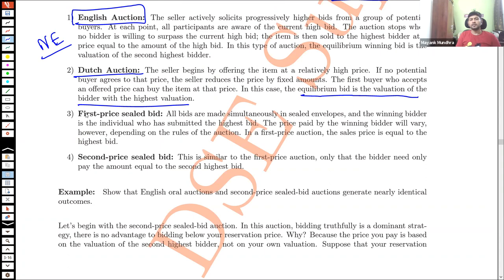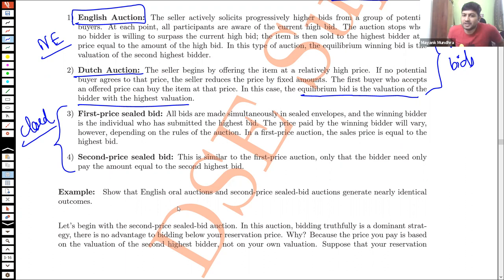The next is first price sealed bid. So then we come to sealed bid. The first two are categories of open bids. Like if I make a bid, everybody else knows it. These are categories of closed bids. So in first price sealed bids, what happens is all bids are made simultaneously in sealed envelopes, and the winning bid is the individual who has submitted the highest bid. So the price paid by the winning bidder will vary depending on the rules of the auction.